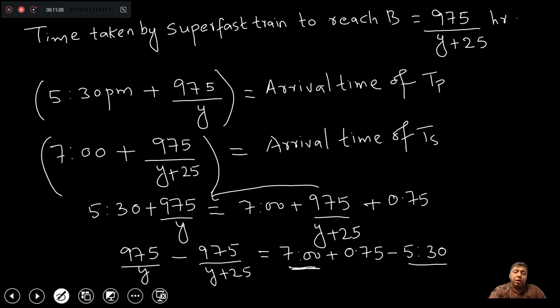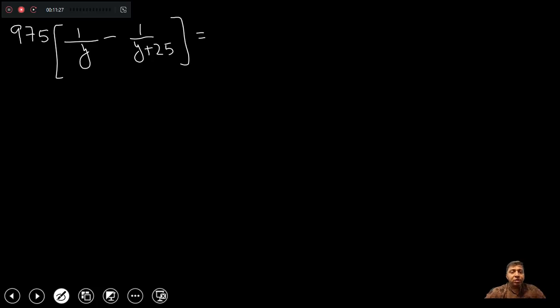Okay. Now 975 upon y, I'm going to take 975 as a common factor. 1 upon y minus 1 upon y plus 25 equals 7 p.m. minus 5:30 p.m. is 1.5 hours, to which we are adding 0.75 hours. So that becomes equal to 2.25 hours.